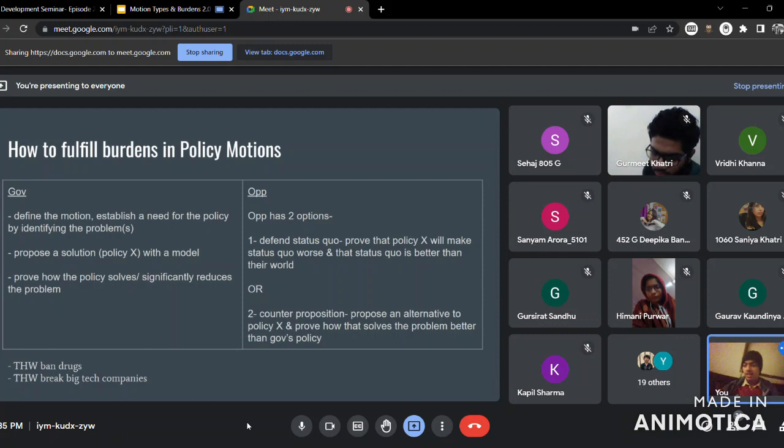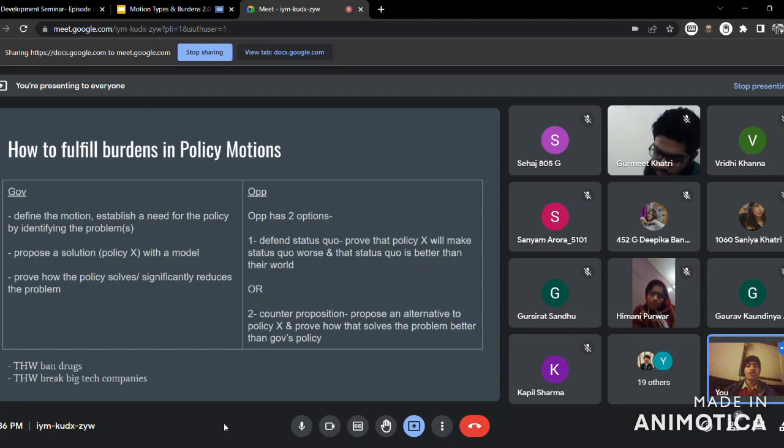This is one thing. The next thing that we need to discuss is definitions and models. So what do we mean by a model? Model simply means you as a Gov team or even as an Op team explaining how you are going to implement the policy. So if the policy is that we will ban drugs, that is policy X. But what essentially do you do in banning drugs is your model.